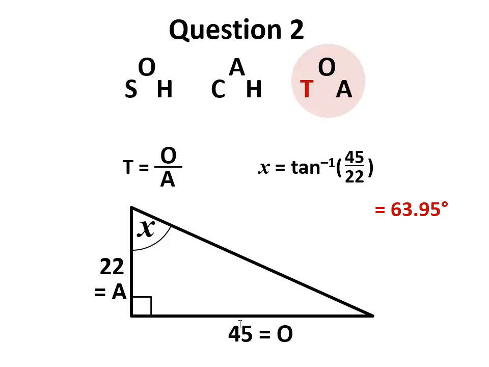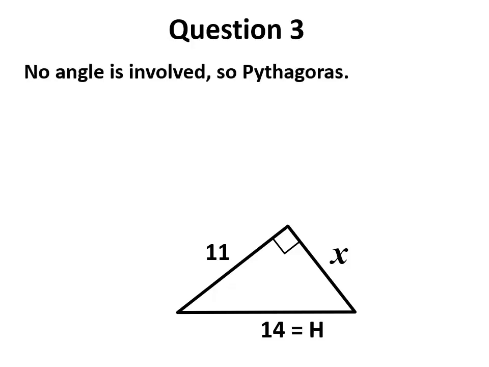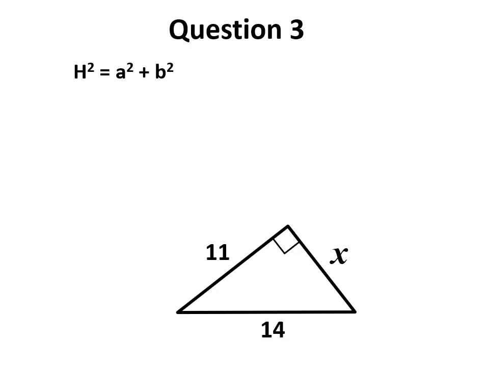We have a quick look. This side's longer than this side, so that's about the right size for that angle. Pretty comfortable, that's right. Question 3. Label, but there's no angle involved. It's not trig, it's Pythagoras. So h squared equals a squared plus b squared, but our 14 is our hypotenuse.